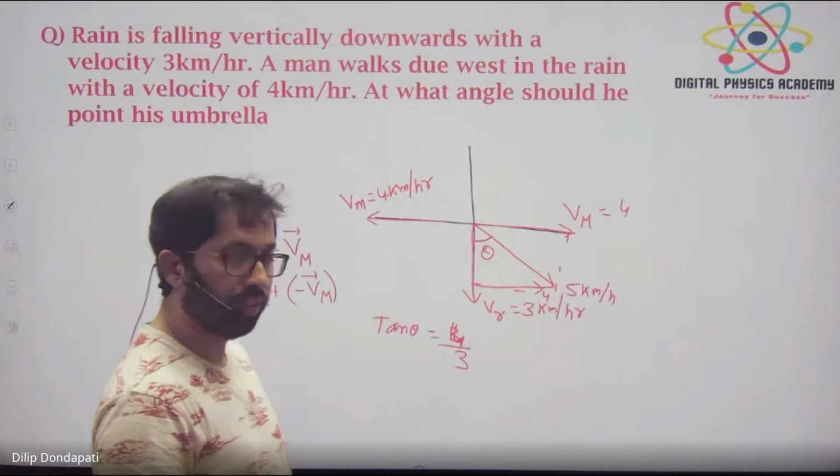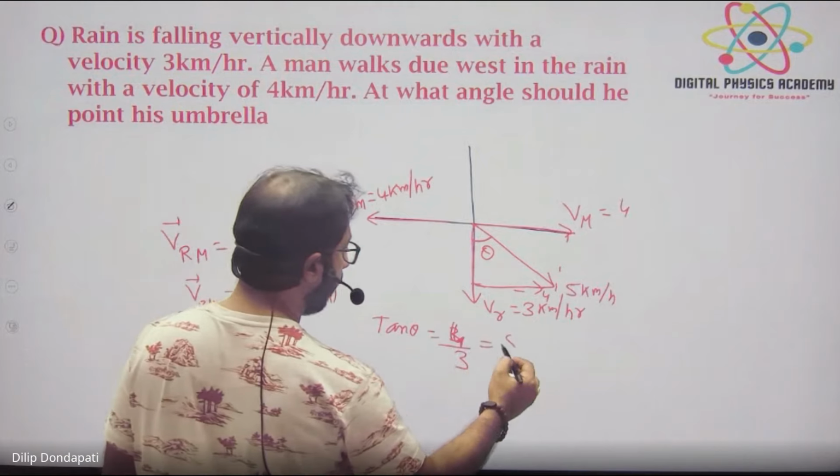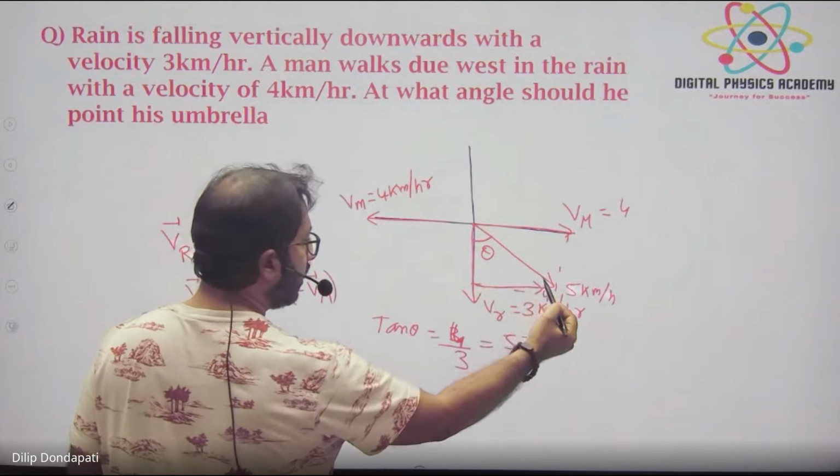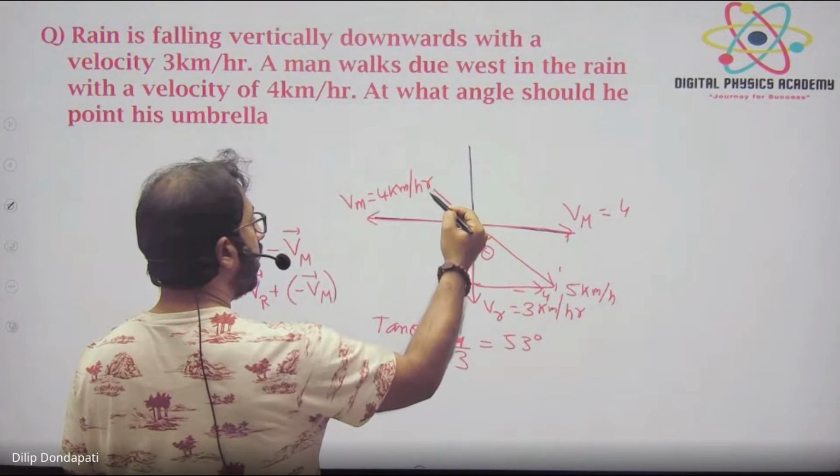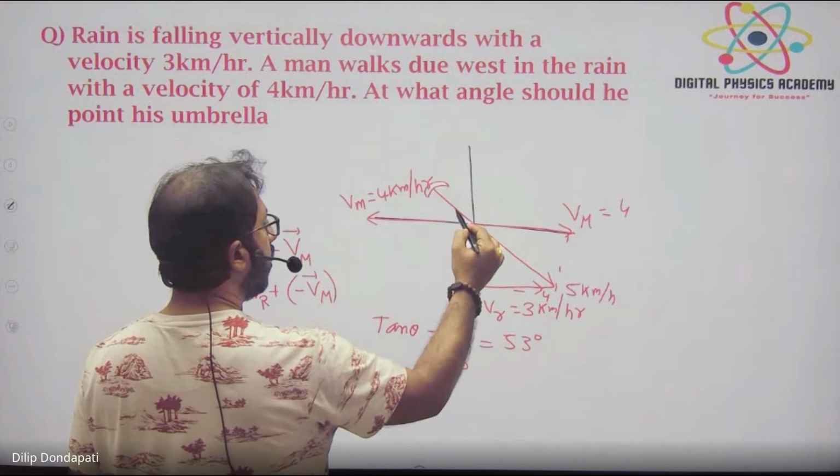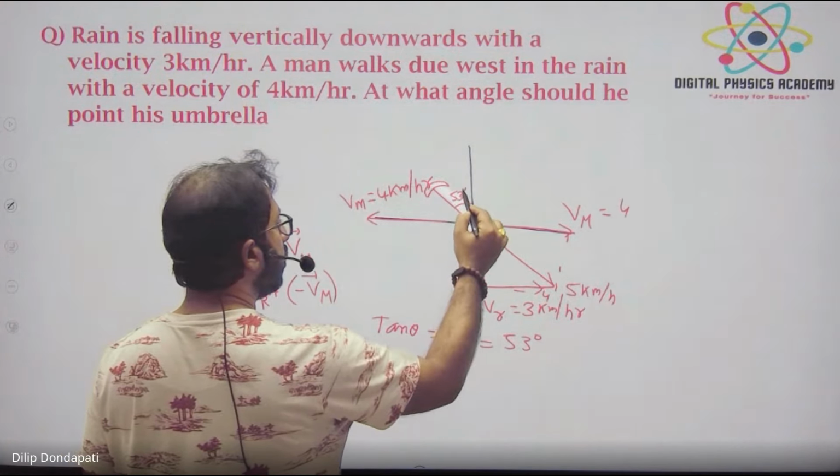53, 53, 53 degrees also. So मतलब I will extend this to this side. Umbrella vertical say 53 degrees. Sir, so when the person is standing here, VRM?